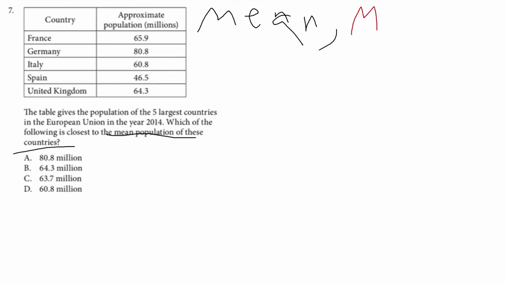So we can come up with the mean, the mode, which is the number that appears the most. We have the median, and we have the range.